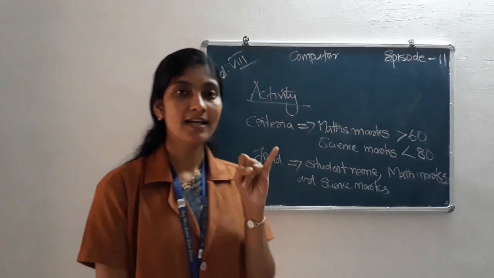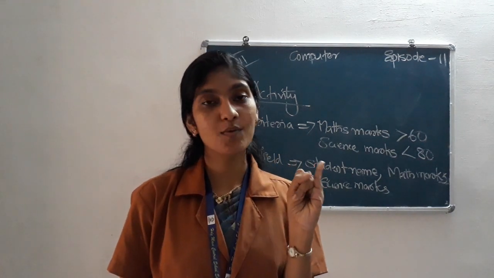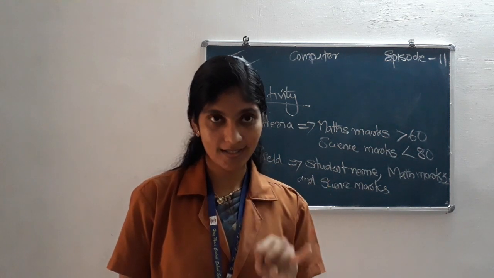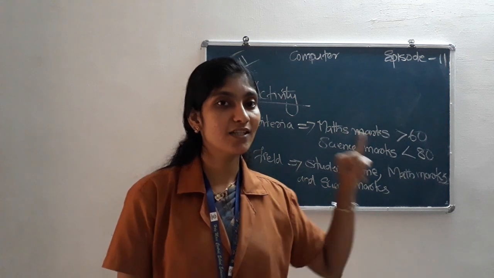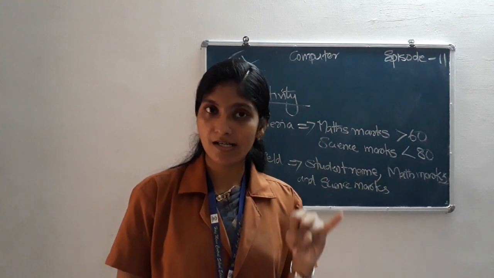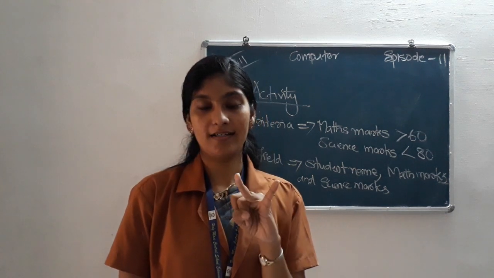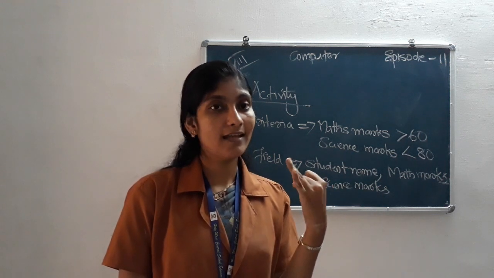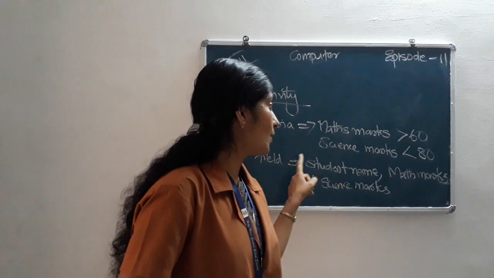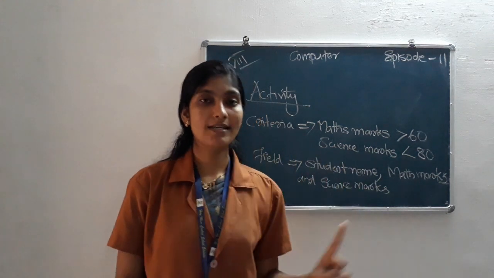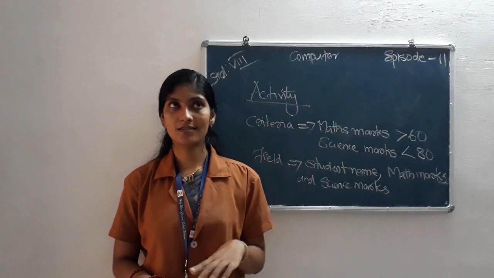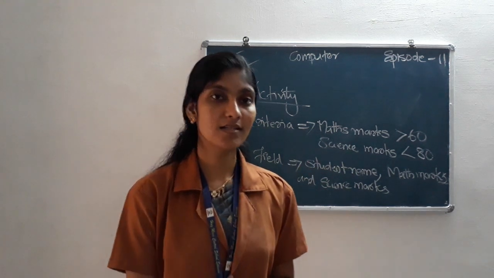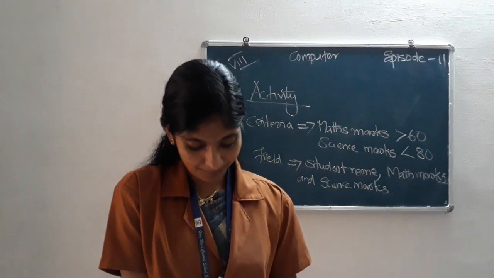So first of all, create a query. How to create a query? Just select the table marks and then select the fields student name, maths mark and science mark. Then after that, add them into the query. Finally we created the query: the student name, maths marks greater than 60 and science less than 80. So finally it displays the students who meet this condition.